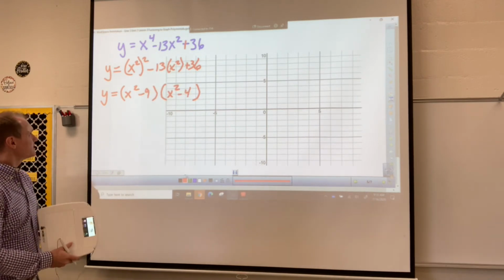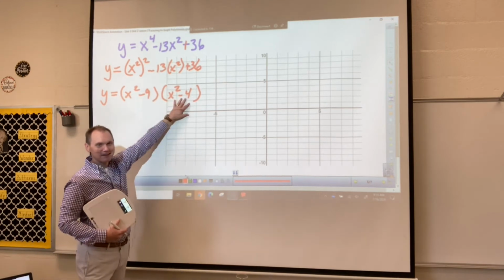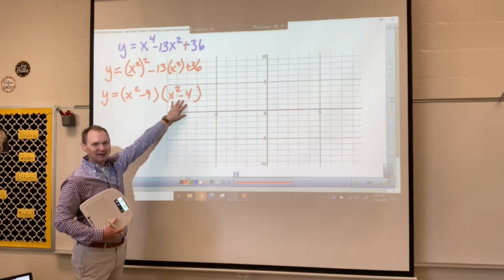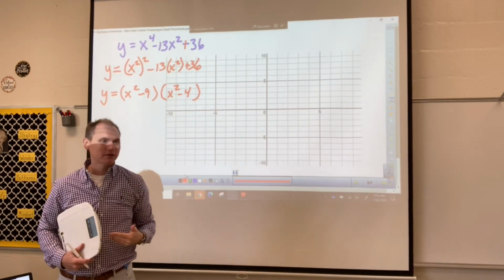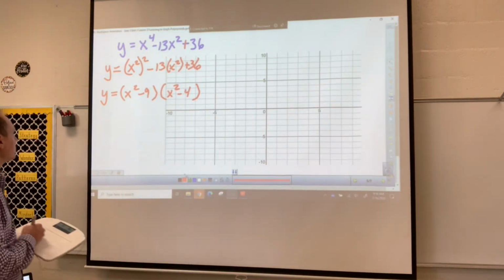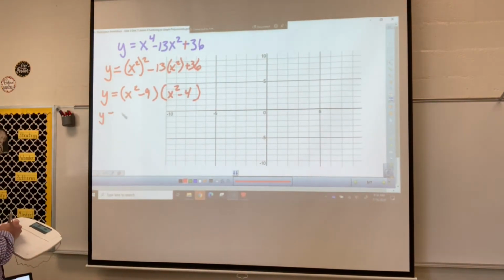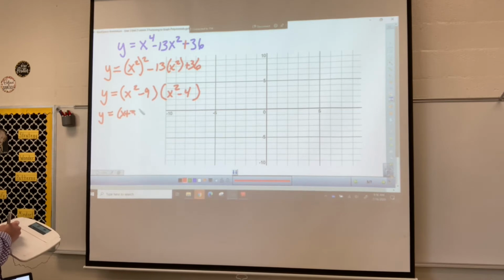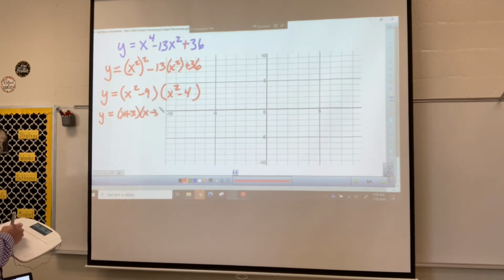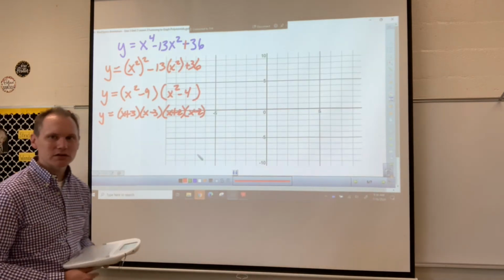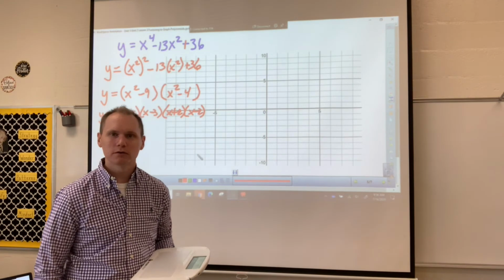Okay, so what's nice about both of these? Yeah, they're both difference of two squares. So this factors into x plus 3, x minus 3, times x plus 2, x minus 2. Okay, so let me give you a chance to try and graph this one on your own.